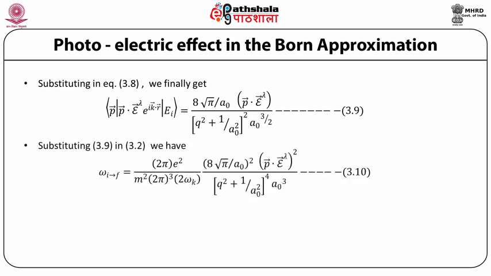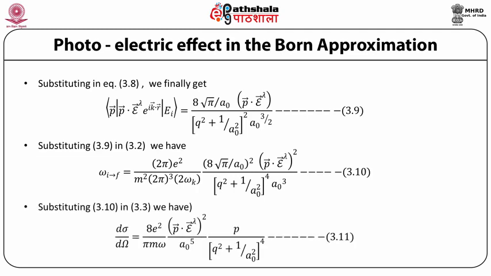Substituting this in 3.2, we get the transition probability for i going to f as 2π e²/(m² (2π)³ 2ω) multiplied by (8√π/a₀)² (p·ε)² divided by (q² + 1/a₀²)⁴ times a₀³.